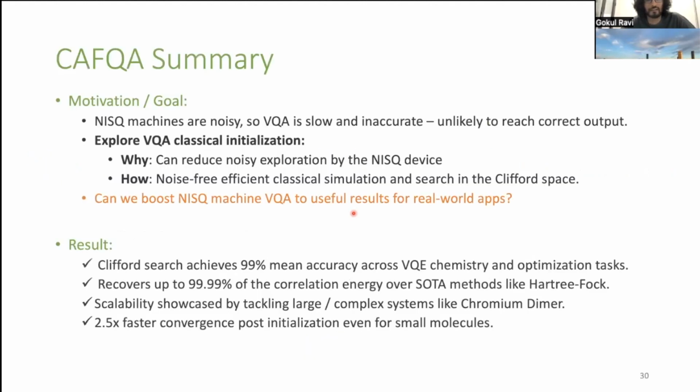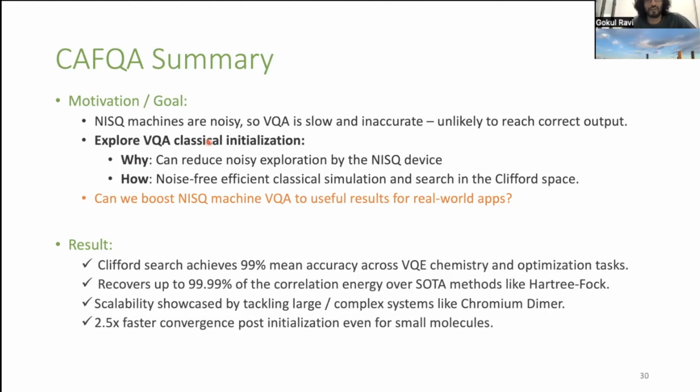And the basic motivation is the same: NISQ machines are noisy, so VQA can be inaccurate and unlikely to reach the correct output. The goal here is to use classical initialization. The idea is that if you find a good classical initialization point, it can be found noise-free, because it is found by a classical algorithm run on your normal computing hardware, which doesn't have noise.